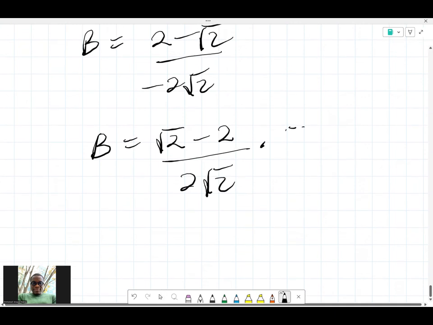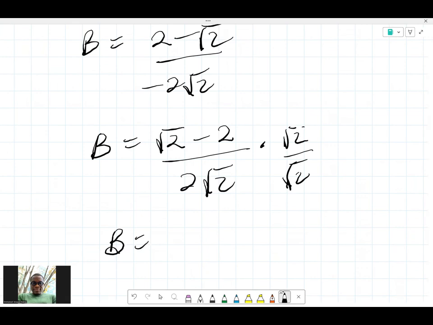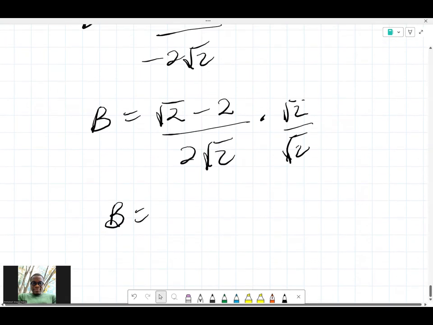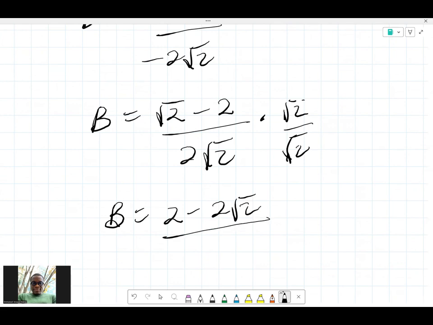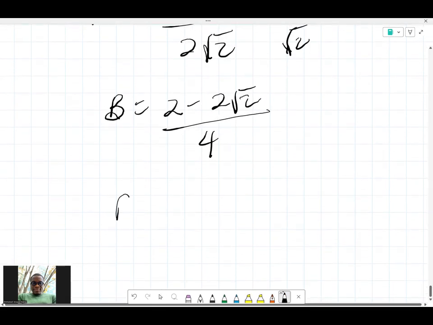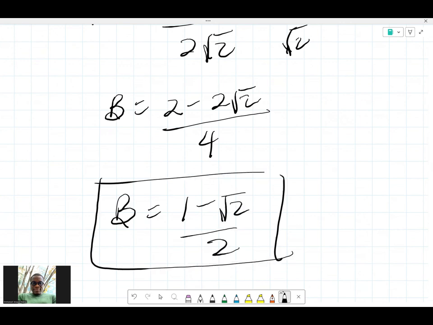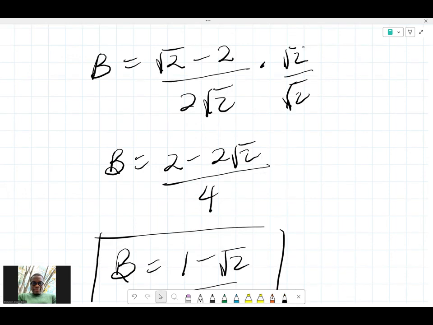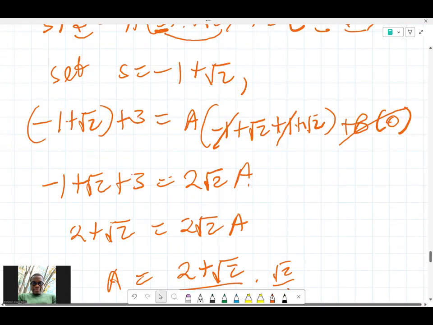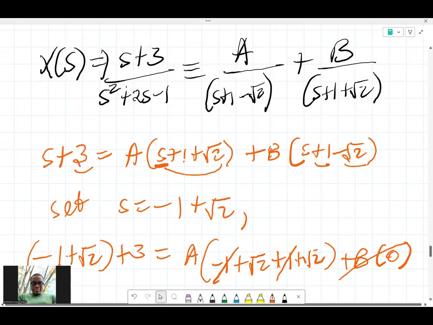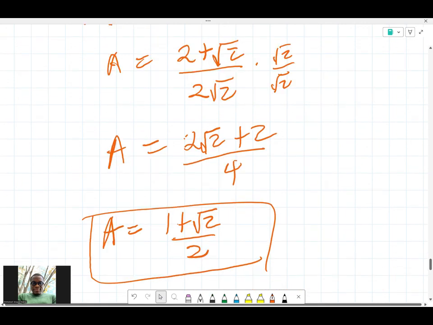So that is root 2 all over root 2. That's rationalization, to get rid of the root underneath. So this is root 2 times root 2 is 2, and this is 2 root 2 all over 2 root 4, which is 4 in short. So divide through by 2. So we have 1 minus root 2 all over 2. And that is our B. So with that, I guess we're good to go as far as x of s is concerned. I mean, we still have a long way to go, but it's fine.